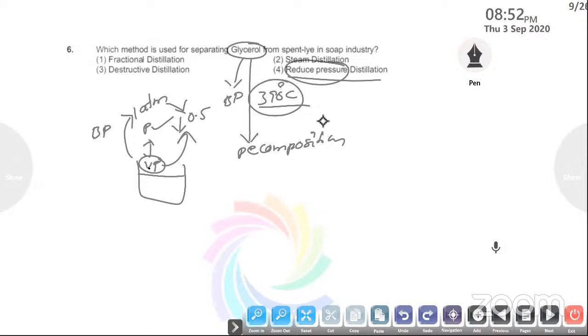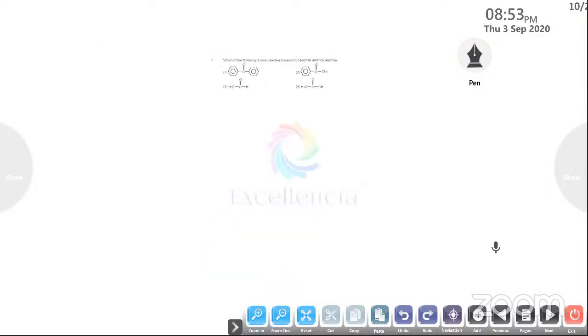So we are decreasing the required or target pressure so that it boils at a lower temperature than the original boiling point. We do this under reduced pressure distillation so that it doesn't undergo decomposition. When you go to such a high temperature for separation, the glycerol undergoes decomposition. To avoid this decomposition, we go for reduced pressure distillation, where the target pressure is decreased. Yeah, next one, seventh question.